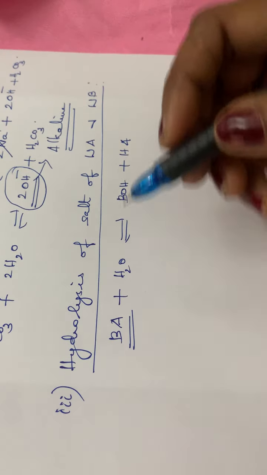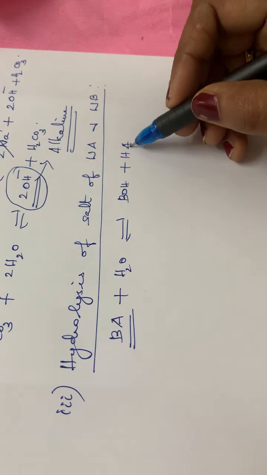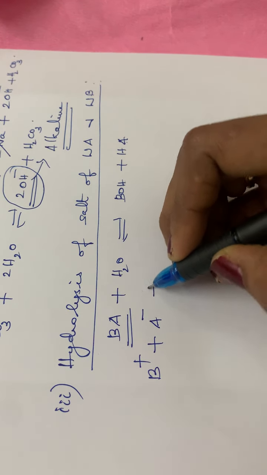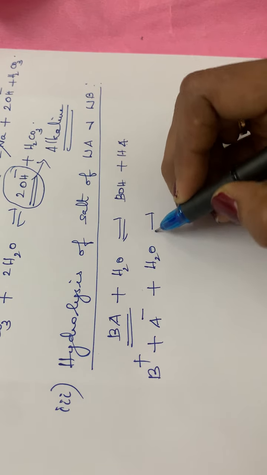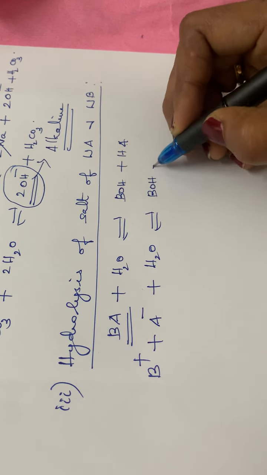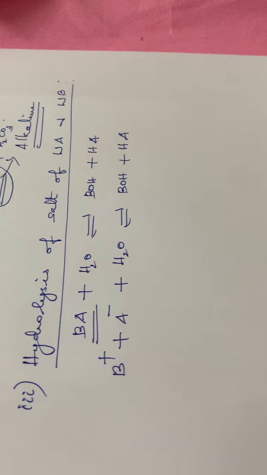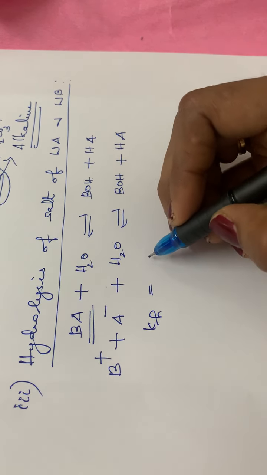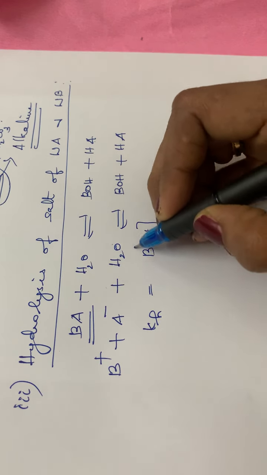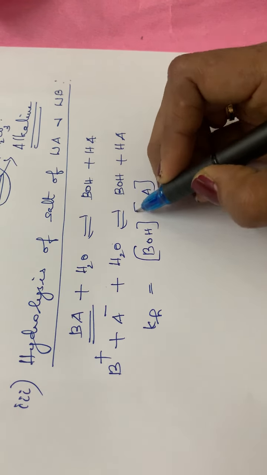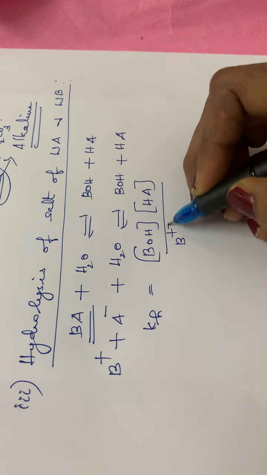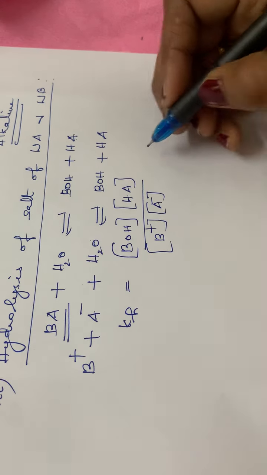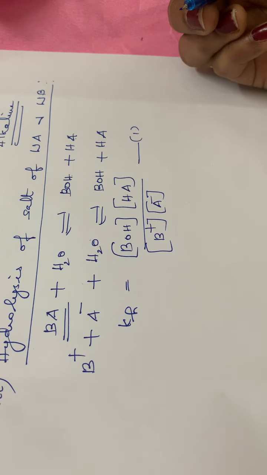Only the salt will be completely dissociated. The weak acid and weak base will not be completely dissociated. So we can write it as B plus A minus plus H2O giving BOH plus HA. Therefore, the hydrolysis constant KH is equal to concentration of BOH into concentration of HA divided by concentration of B plus into concentration of A minus. Put it as equation number 1.